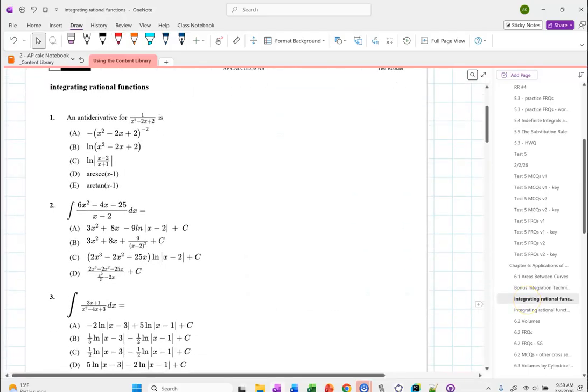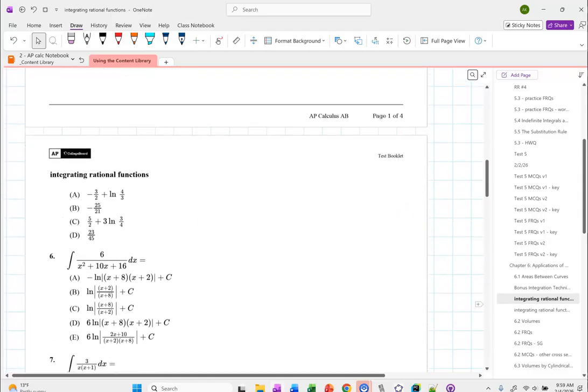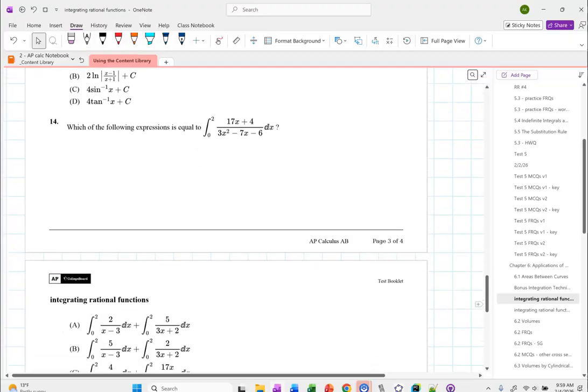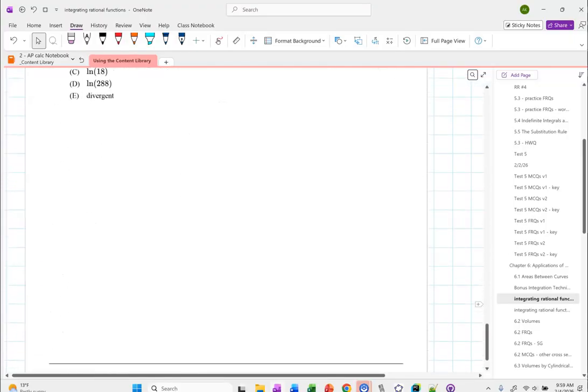So the assignment that I would ask you guys to work on to practice this is just these multiple choice AP questions. I don't know how many I have here. 15 total.